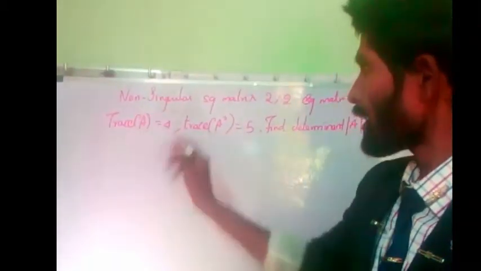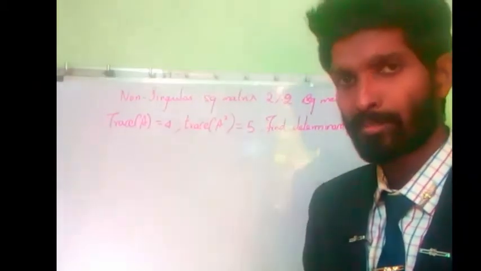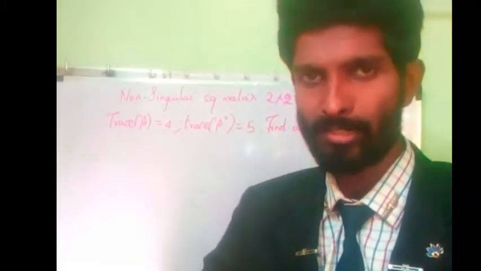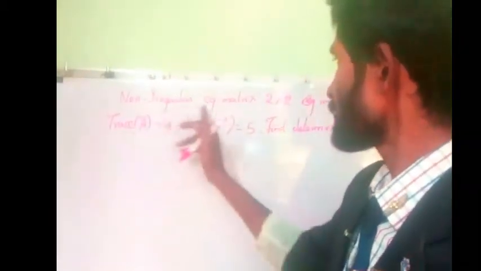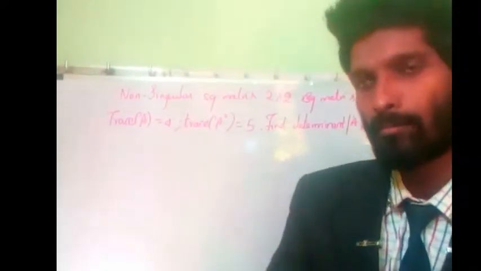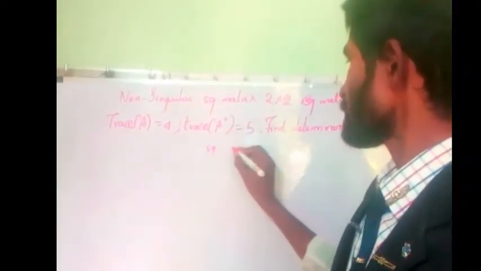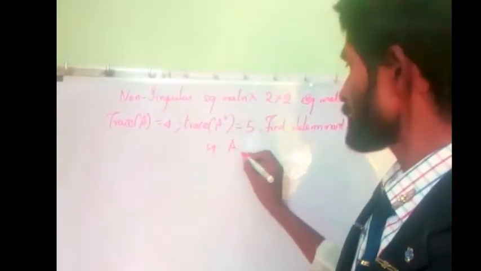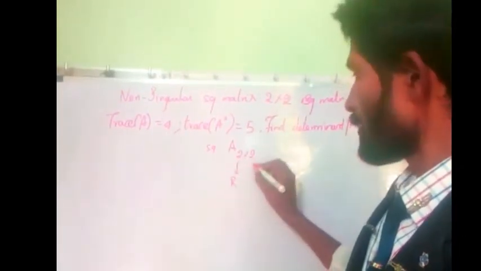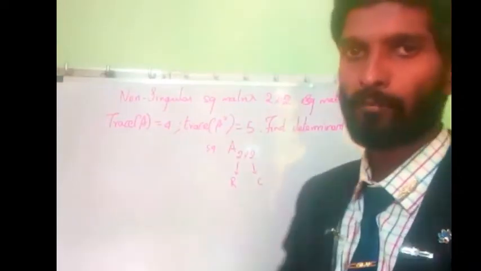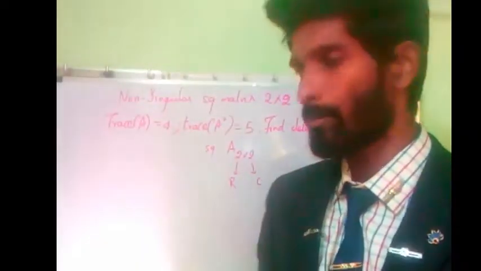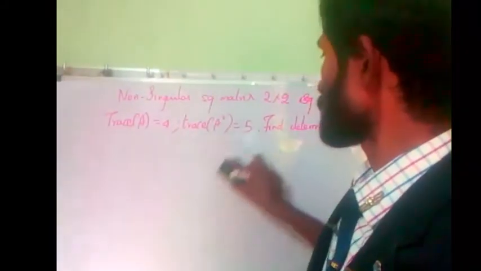Listen here. I got a non-singular matrix. A non-singular matrix means the determinant of the matrix is not equal to 0. Now, for a non-singular square matrix: a square matrix means the number of rows and columns are equal. If A is a 2 cross 2 matrix, this is the row and this is the column. If the row and column counts are equal, it is called a square matrix.